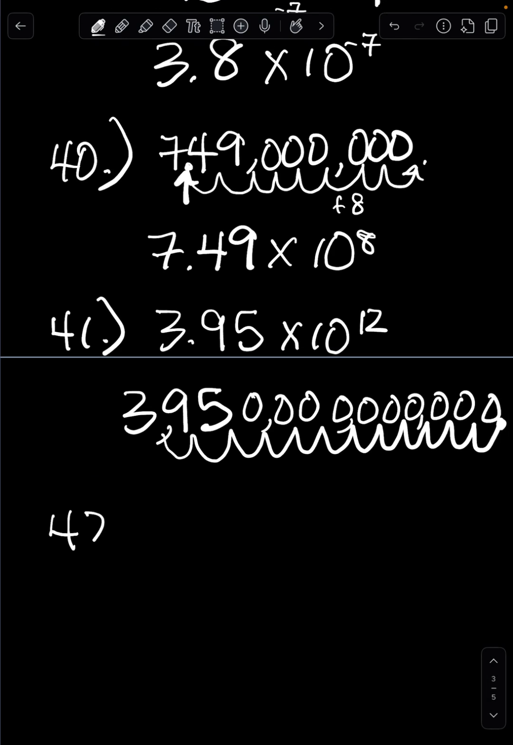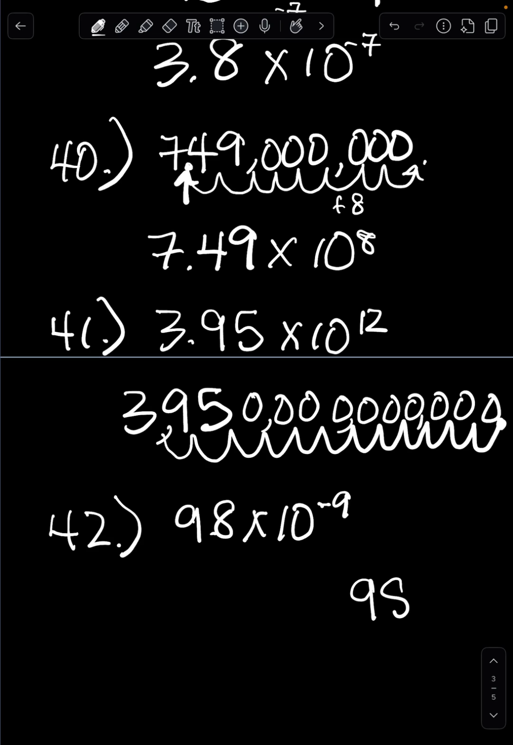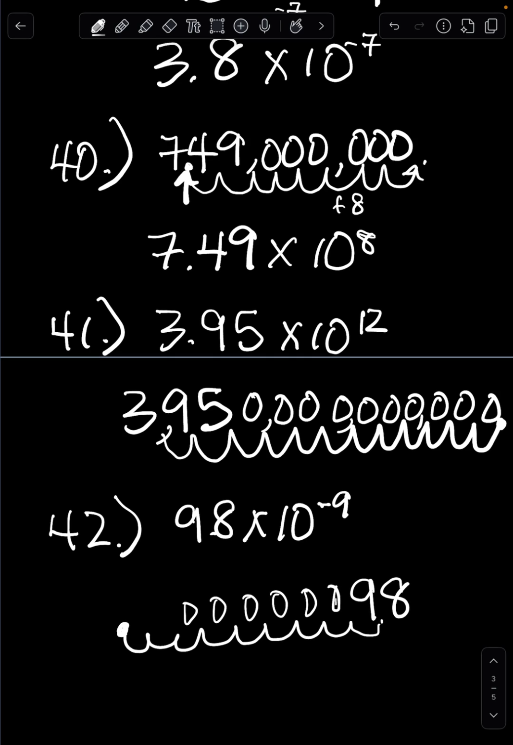Okay, number 42. We have 9.8 times 10 to the negative 9. Okay, because it's a really small number, a negative, I'm going to write the 9.8 here. And I need to go 9 to the left because it's negative. So it was originally in between the 9 and the 8. I'm going to go 1, 2, 3, 4, 5, 6, 7, 8, 9. And then any place that has a hump, I'm going to add in a 0. So you should have 8 zeros in front of the 9.8.